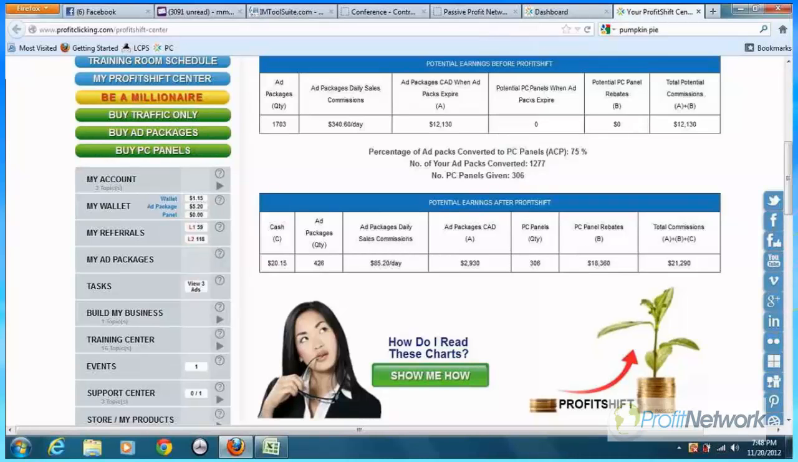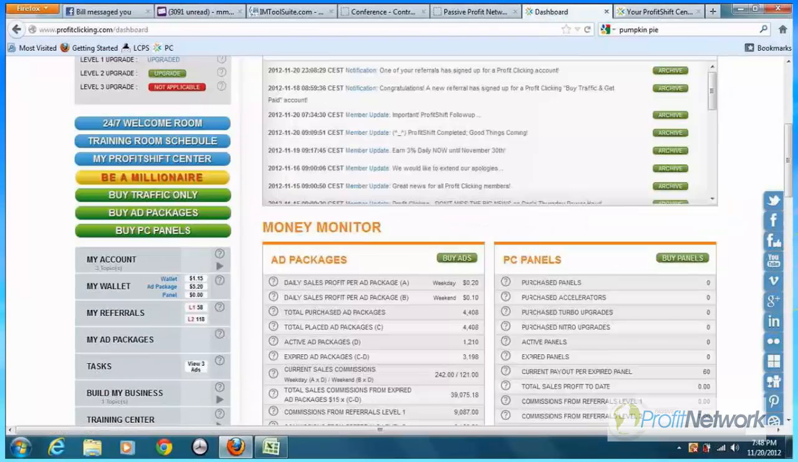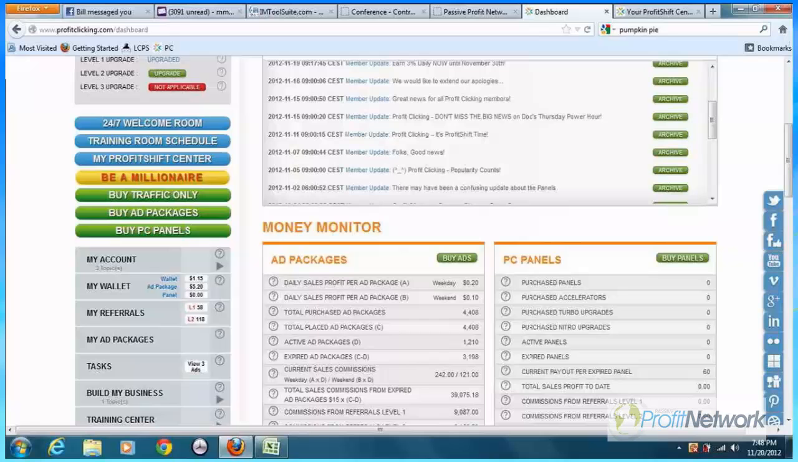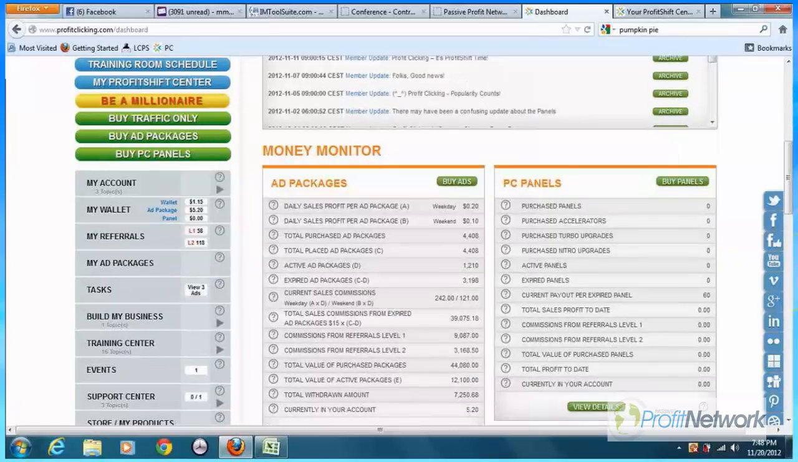Okay, and if we go back to the dashboard, basically how you can tell how many ad packages were converted is right here. If you look at your active ad packages, for me it was like 2,200 and something.